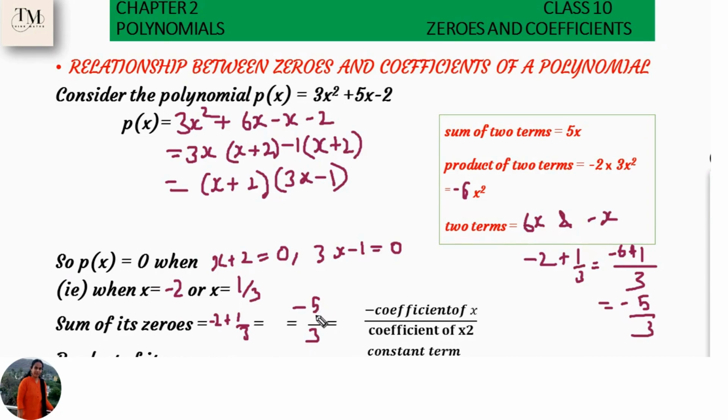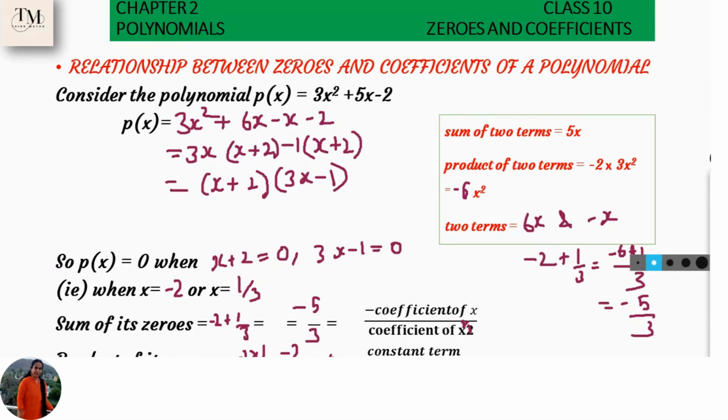So minus 5. This 5 is nothing but the coefficient of x. So minus coefficient of x divided by coefficient of x square. Okay. So this 3 is nothing but coefficient of x square. Product of zeros. Minus 2 into 1 by 3. So this is nothing but minus 2 divided by 3. So minus 2 is nothing but the constant term. So constant term divided by coefficient of x square. Okay. So these are the relationships between zeros and coefficients.